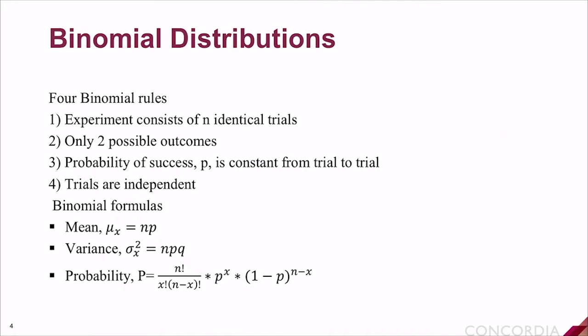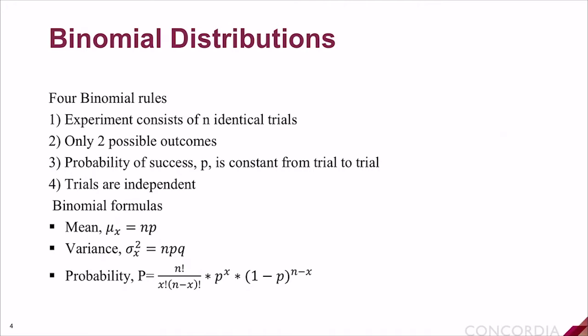Binomial distributions. For a distribution to be considered binomial, it must follow the following four rules. 1. The experiment must consist of n identical trials. 2. Each trial can only have two possible outcomes. 3. The probability of success p is constant from one trial to another. And 4, the trials are independent. Once these four rules have been checked off, we know we're dealing with a binomial distribution, and we can move on to using the binomial formulas.